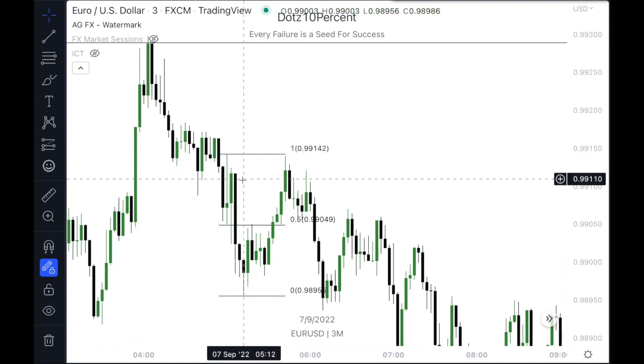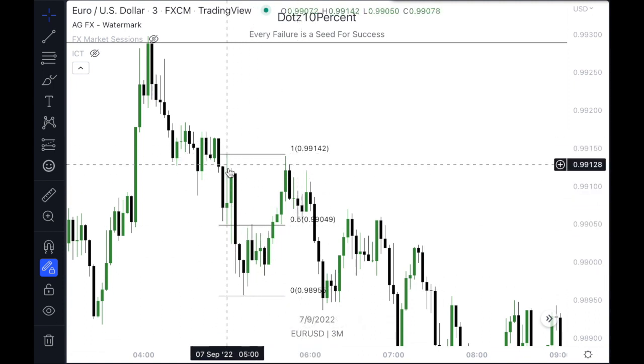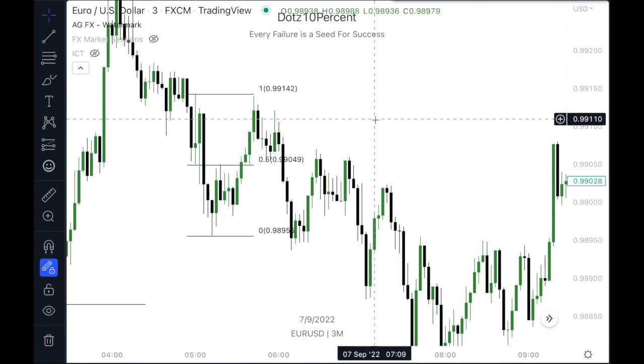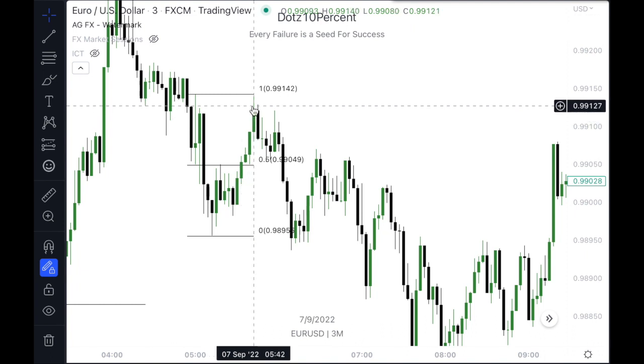I would have market entered the trade, but I wasn't interested in taking this swing here, this range, and waiting for price to come to a premium. But if you did trade this, you would have gotten in a nice move. You probably would have seen a lot of drawdown.